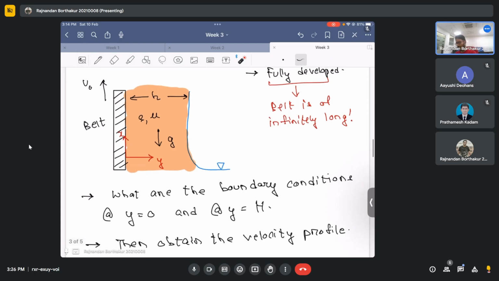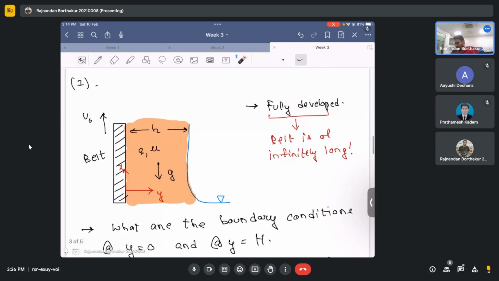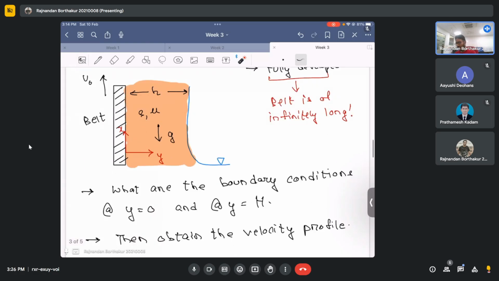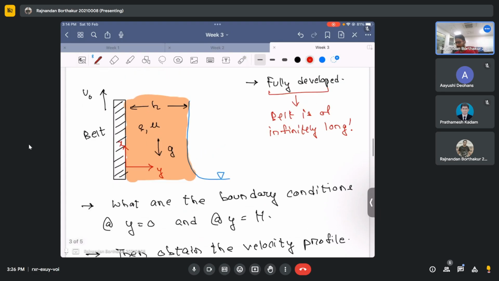What we need to find out is, first of all, the boundary conditions at y equals 0 and at y equals h. Here h is the thickness of the fluid that is stuck with the belt. We are asked to find the boundary conditions at y equal to 0 and y equal to h, and after evaluating these, let's go ahead and find the velocity profile. Again, this is a planar problem, as you can see.